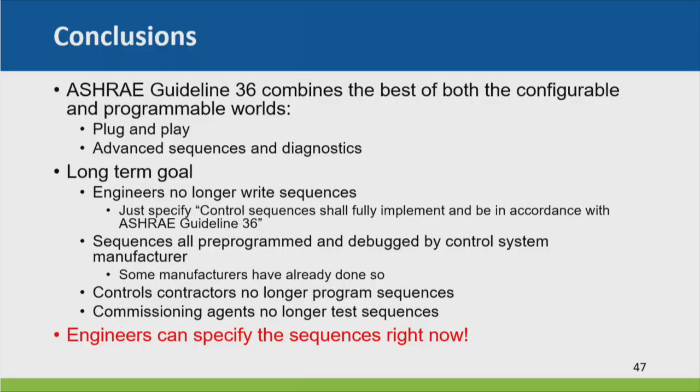All right, conclusions. Guideline 36 combines the best of the configurable and programmable worlds. We get plug and play, but we get advanced sequences at the same time. In the long term, the engineers don't have to write any of their sequences. Sequences are pre-programmed and debugged already by the controls manufacturer. Because of this project with California, we have two manufacturers.